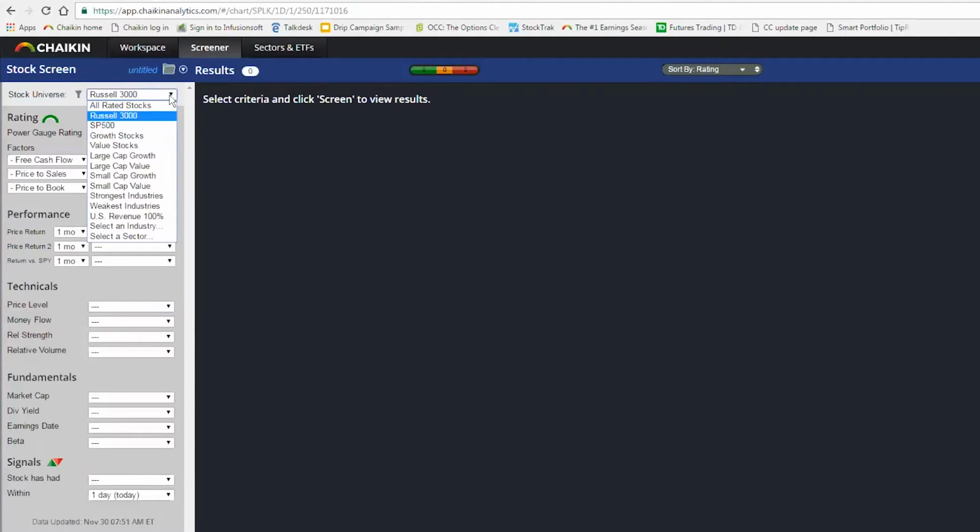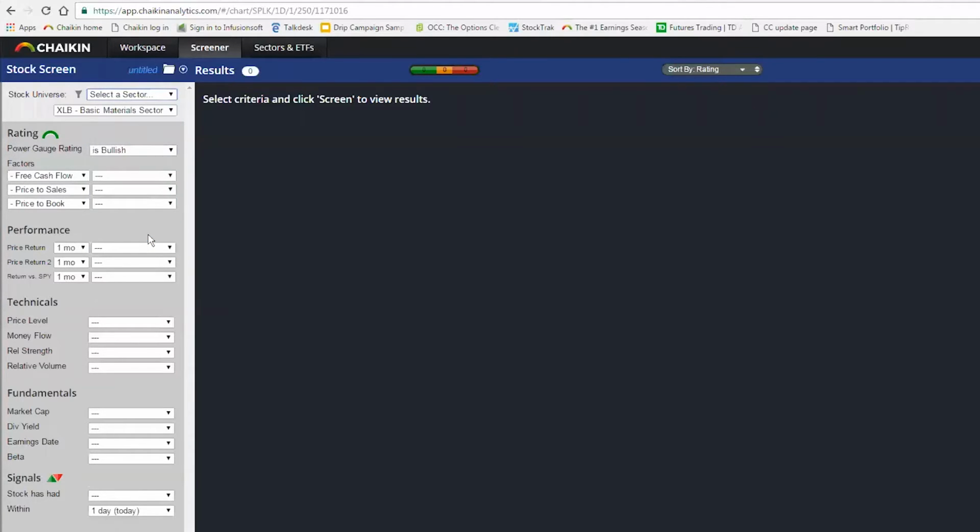You can screen for all rated stocks, which is any stock that we have a rating on, or you can look for the Russell, the S&P 500, growth, value, different industries, 100% revenue, all the way down to individual sectors. When you click select a sector or select an industry, another menu will appear, and then you can go through and choose the sector or industry that you would like to specifically screen.